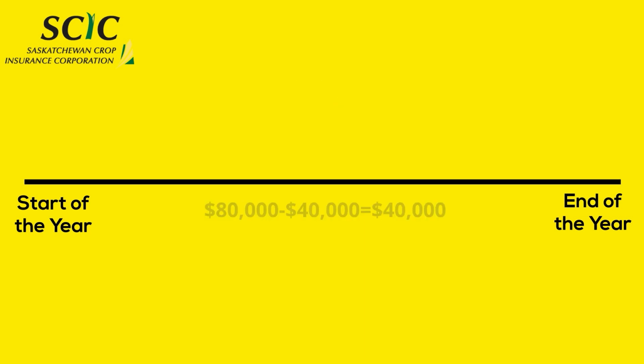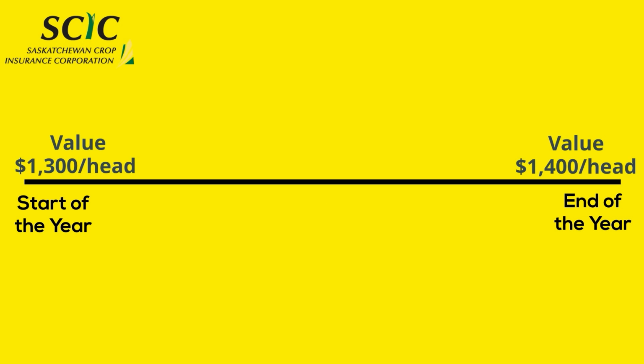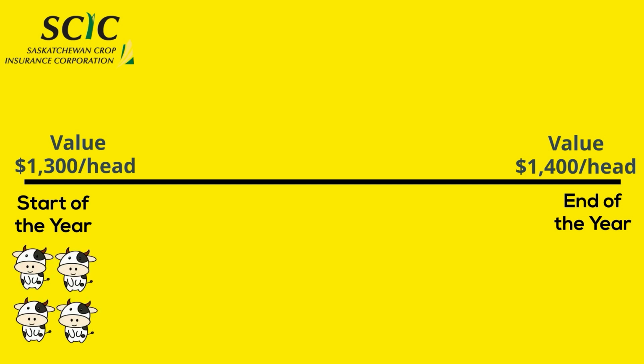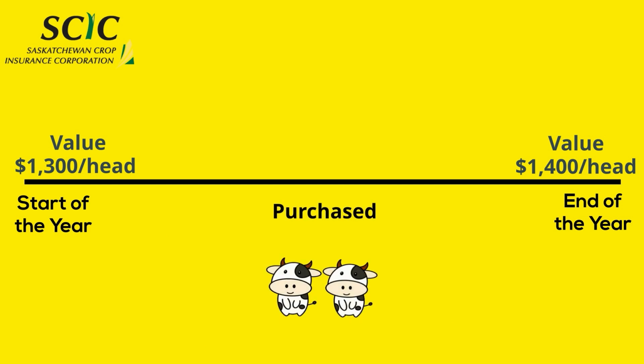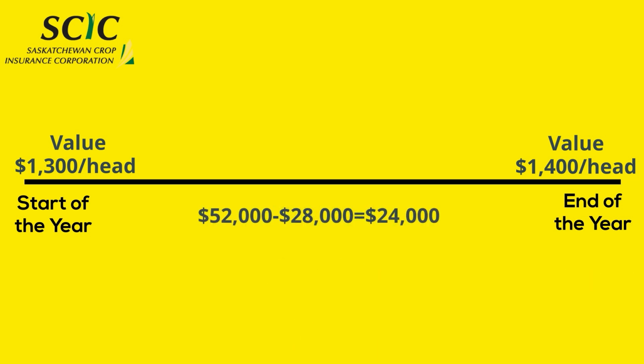If this was a feeder operation, we would look at the price at the beginning of the year as well as the end of the year. In this example, if you had 40 750-pound steers at the start of the year, they might be worth $1,300 a head. Your beginning inventory would be valued at $52,000. If you sold those steers during the year and only purchased 20 to replace them, we would value those 20 at the year-end price. If those 20 steers were worth $1,400 a head, your ending inventory would be valued at $28,000, resulting in a program year margin reduction of $24,000.